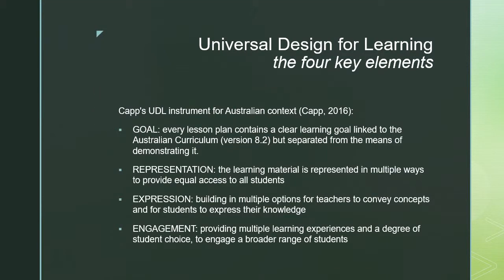So in our curriculum review, we'll be using CAP's adaptation of Universal Design for Learning, and in it the first element is the goal. In other words, every lesson plan will need a clear learning goal linked to the Australian curriculum, but decoupled from the means of demonstrating that learning. And that's where we start to look at the flexibility required for inclusive education.